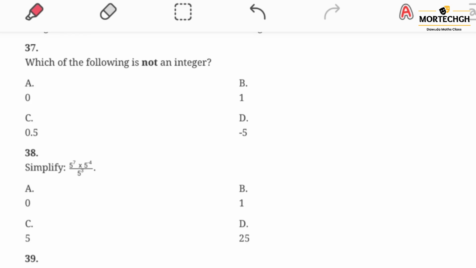Which of the following is not an integer? An integer is a positive or negative whole number. So 1 is an integer, -5 is an integer, 0 is an integer, but 0.5 is not an integer. So the final answer is 0.5. It's the only number that is not an integer.